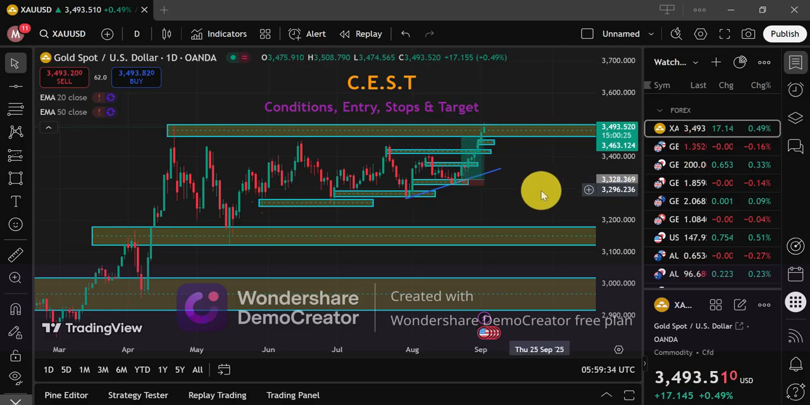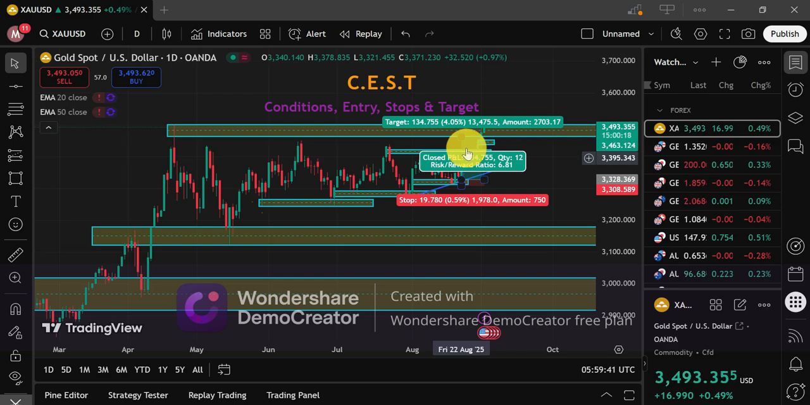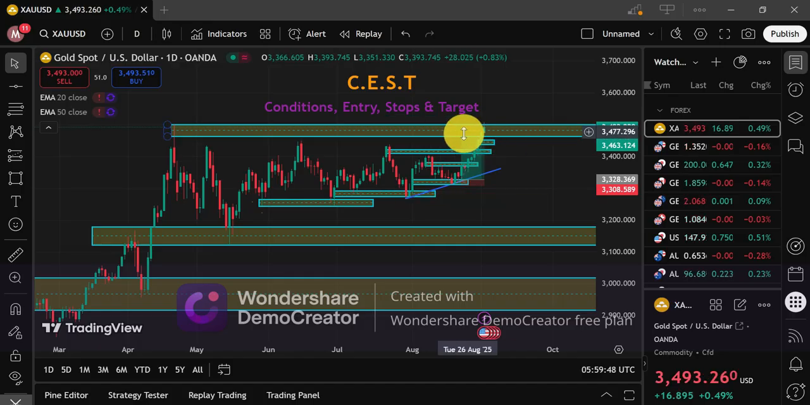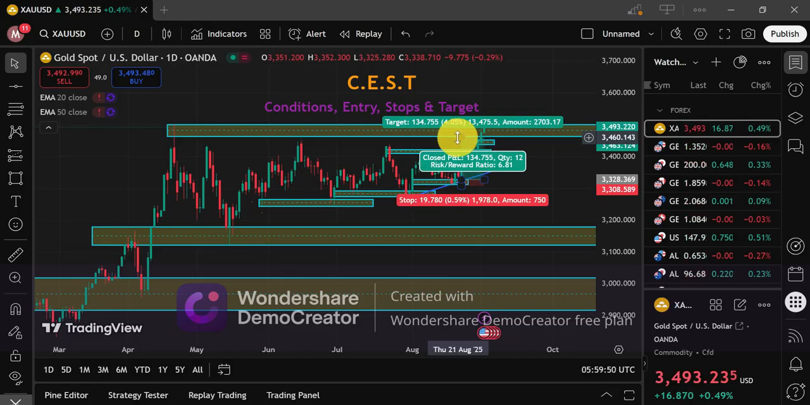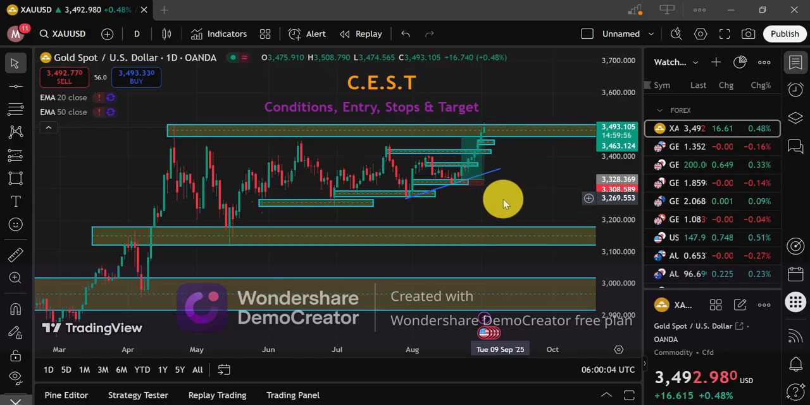Now, when you have determined your conditions, your entry, your stops, where are you targeting? For this trade, this was our target. This gave us about 6.8 reward, and we did about 1300 pips plus. And I was risking barely 0.5% because the entry was quite sniped. So how do I use the conditions, entry, stops, and target?